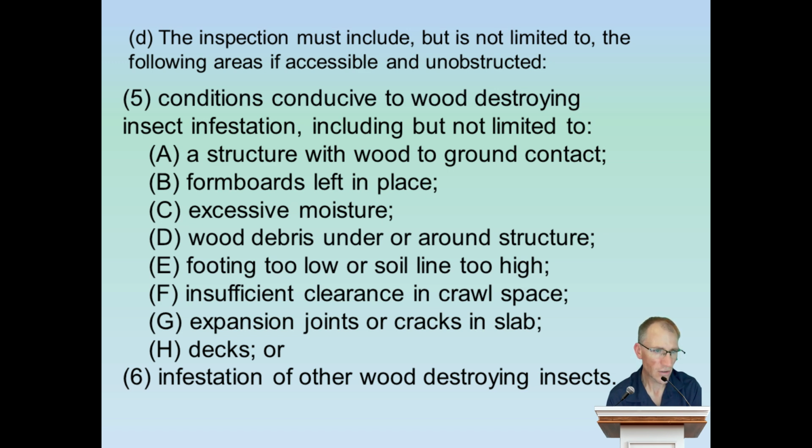5. Conditions conducive to wood-destroying insect infestation, including, but not limited to, A. A structure with wood-to-ground contact. B. Form boards left in place. C. Excessive moisture. D. Wood debris under or around the structure. E. Footing too low or soil line too high. F. Insufficient clearance in crawl space. G. Expansion joints or cracks in slab. H. Decks. Or 6. Infestation of other wood-destroying insects.